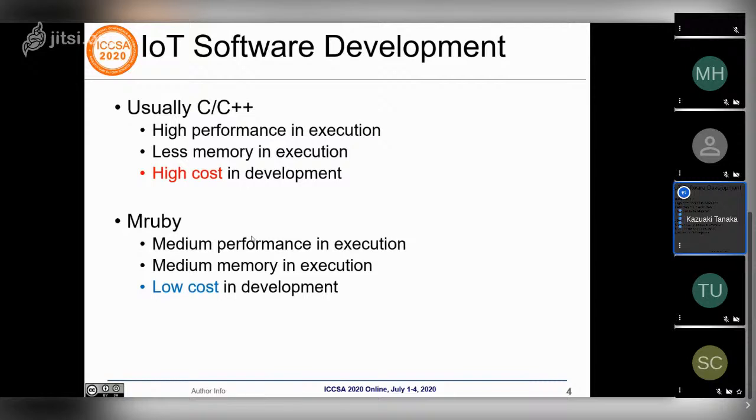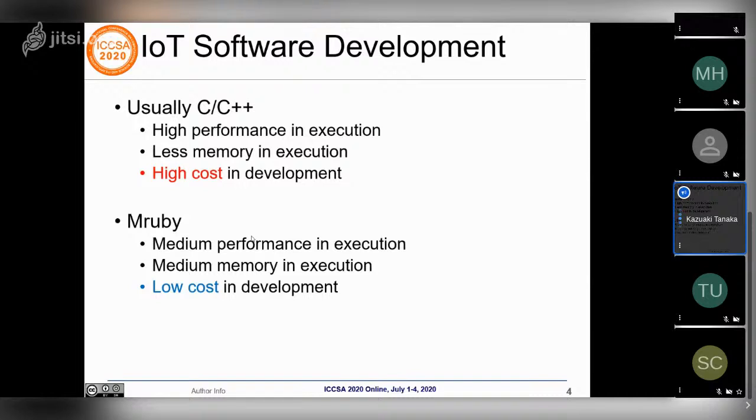And the other option is mRuby. mRuby is a programming language for embedded software. I have been researching and developing mRuby for several years. mRuby's execution speed is not so high, but mRuby is a compiling language, so it is not so slow. So it has medium performance in execution time and medium memory resources. But low cost is a good point of mRuby. Ruby language is very easy to understand and easy to read. So readability is the first key point of mRuby, and so it has low cost in development.